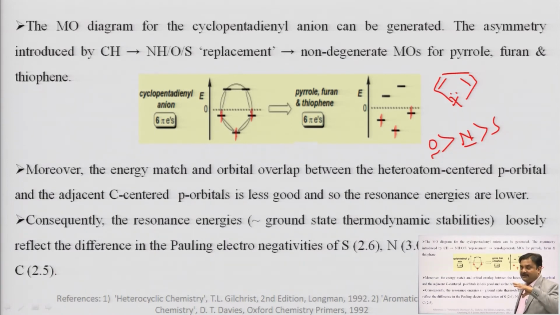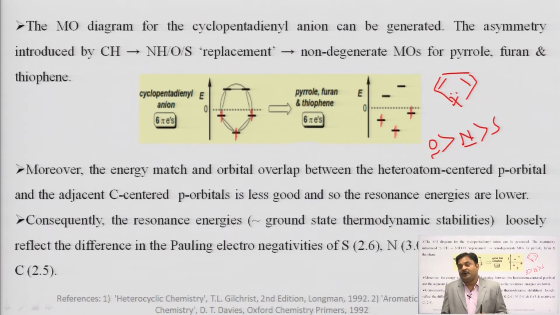अगर हम पायरोल की बात करेंगे तो नाइट्रोजन की इलेक्ट्रोनेगेटिविटी ऑक्सीजन से थोड़ी सी कम है, तो फ्यूरॉन के कंपेरिजन में पायरोल के अंदर जो लोन पेयर ऑफ इलेक्ट्रॉन्स हैं नाइट्रोजन के, वो ज़्यादा पार्टिसिपेट कर पाएंगे. इसका मतलब पायरोल जो होगा वो फ्यूरॉन से थोड़ा सा ज़्यादा एरोमेटिक होगा.